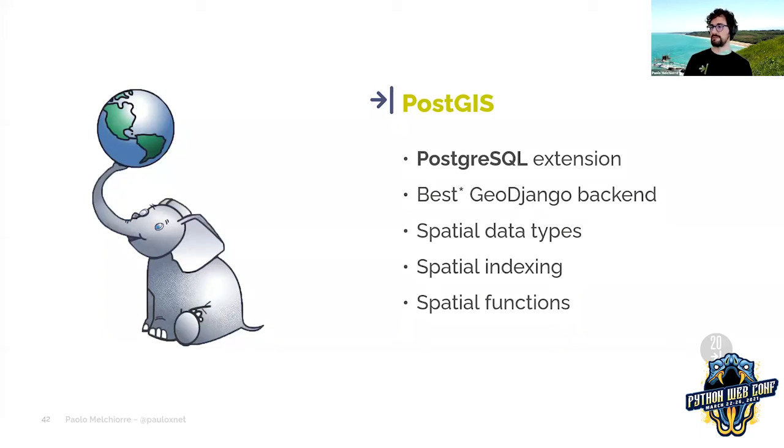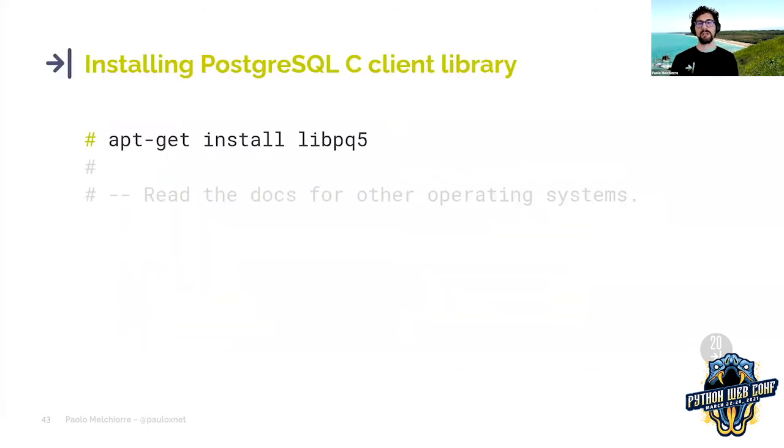indexes, and functions. In order to use PostGIS as a database backend, we need to install the PostgreSQL C client library. As before, you can do it easily with the apt package manager.